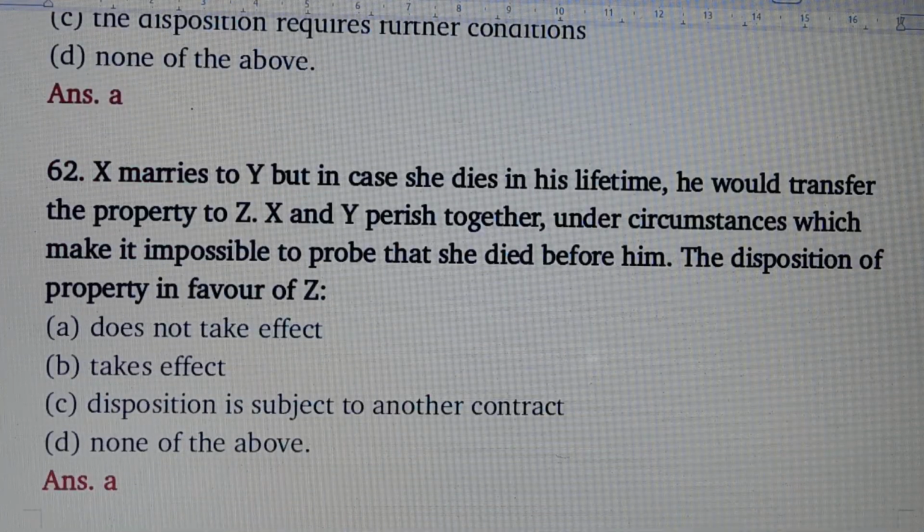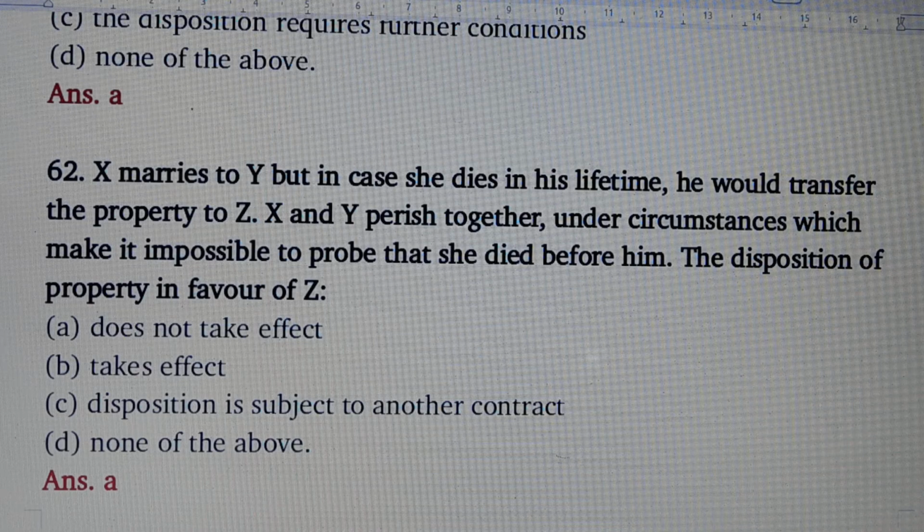Question number 62. X marries Y, but in case she dies in his lifetime, he would transfer the property to Z. X and Y perish together under circumstances which make it impossible to prove that she died before him. The disposition of property in favor of Z. Answer is option number A, does not take effect.